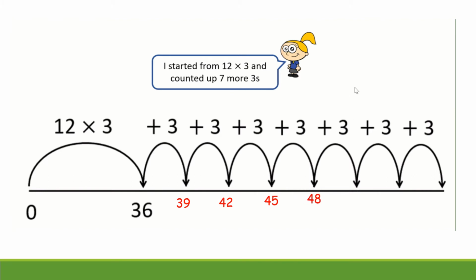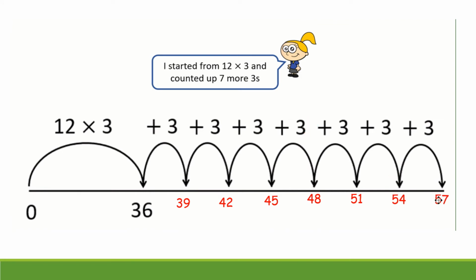48 add 3 more gets to 51. 51 add 3 more gives us a total of 54. And 54 add 3 more gives us 57.